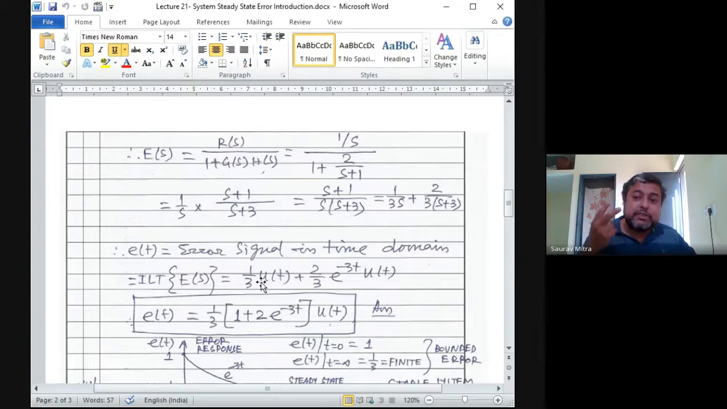Whatever is the error, that is also having two parts. One is the time dependent part, one is the time independent part. So the first part is called the time independent part. Anything can be the time, this 1 by 3 DC error will always be there. Error means difference between input and output.